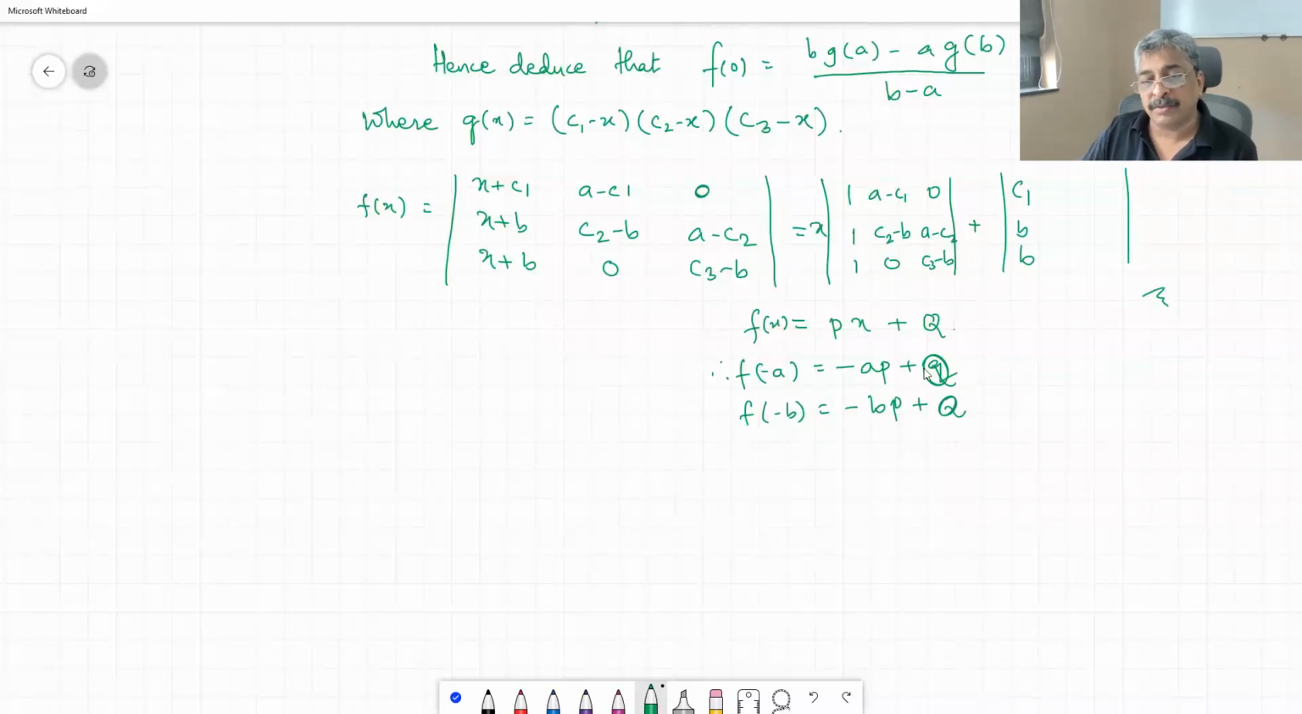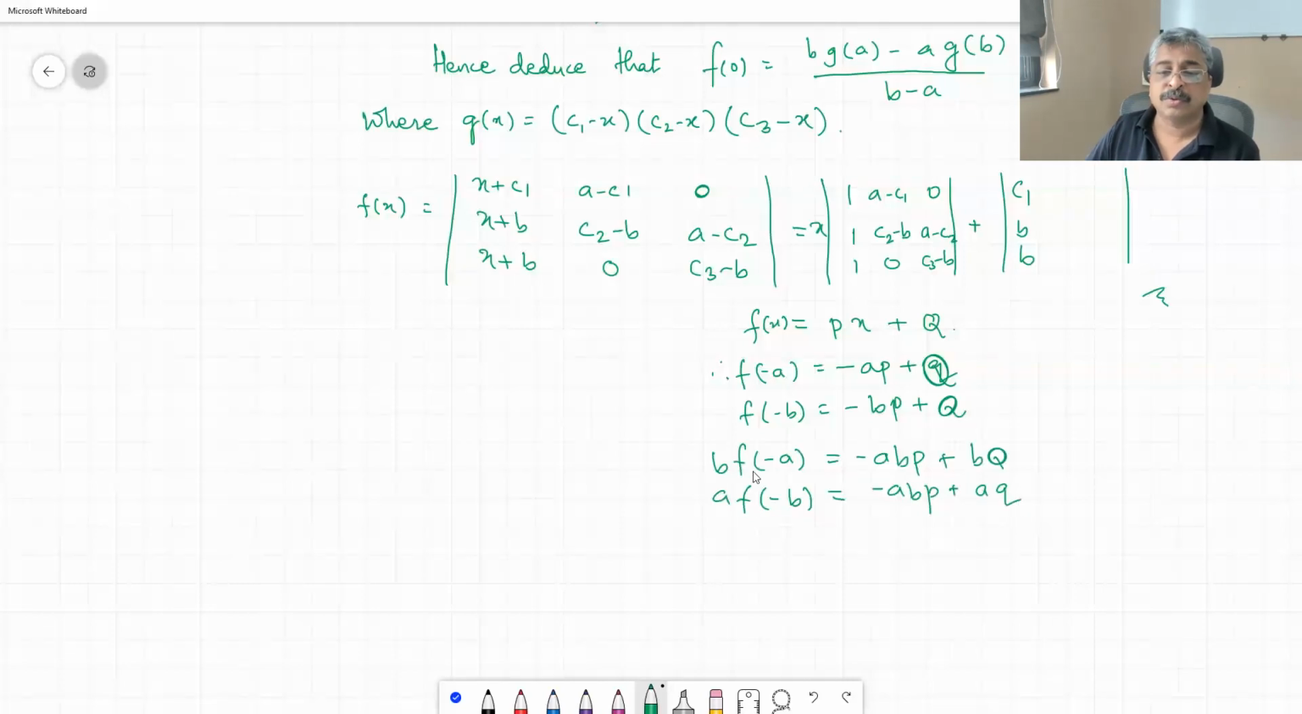So if I want to write down what we mean by q, I have to eliminate p. So multiply the first equation by b. So b times f of minus a is equal to minus abp plus bq, and a times f of minus b is equal to minus abp plus aq. Now if I subtract both, we get q is equal to b times f of minus a minus a times f of minus b divided by b minus a.